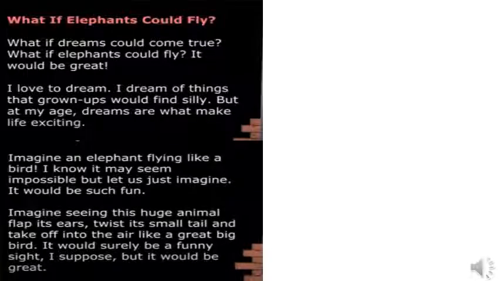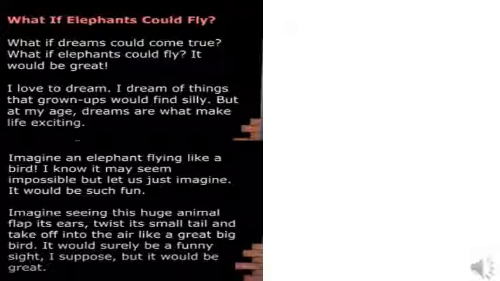Here is one example. What if elephants could fly? What if dreams could come true? What if elephants could fly? It would be great. I love to dream. I dream of things that grown-ups would find silly. But at my age, dreams are what make life exciting.